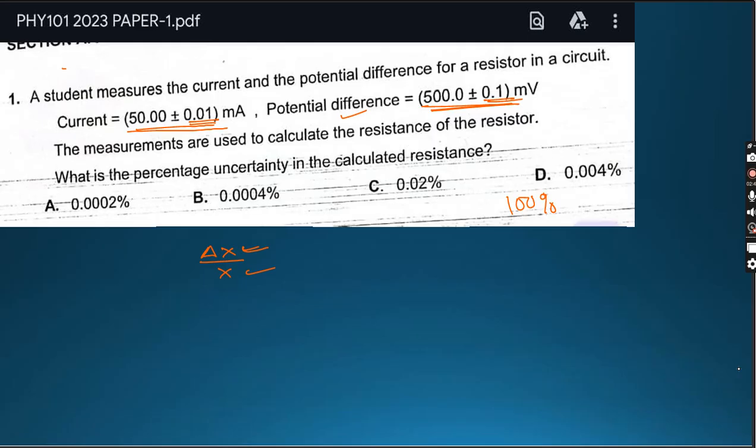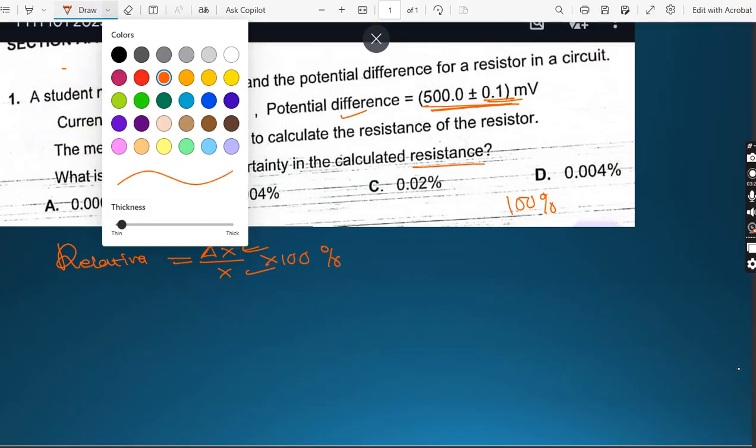I was just showing you how to find the relative uncertainty. Now if we were asked to find the percentage uncertainty, it is found by the relative uncertainty times 100. That is how you find the percentage uncertainty. So how are we going to find the uncertainty in the calculated resistance? You are going to use this simple formula.